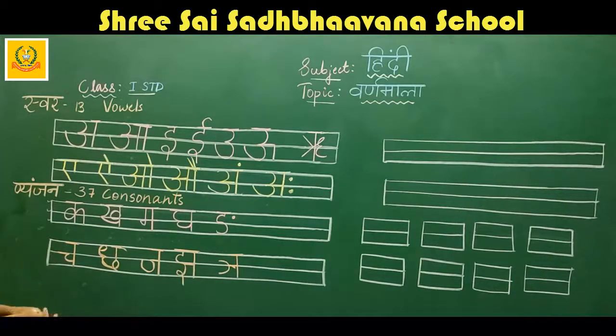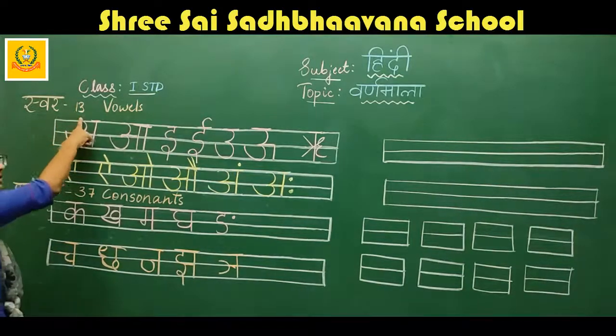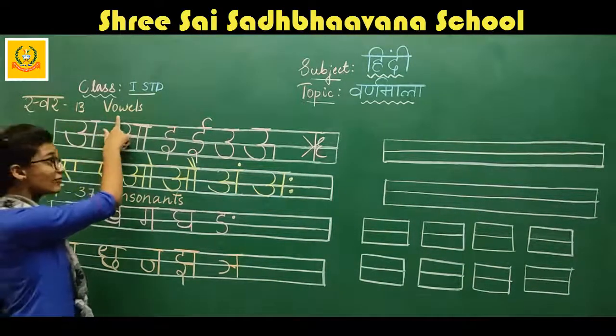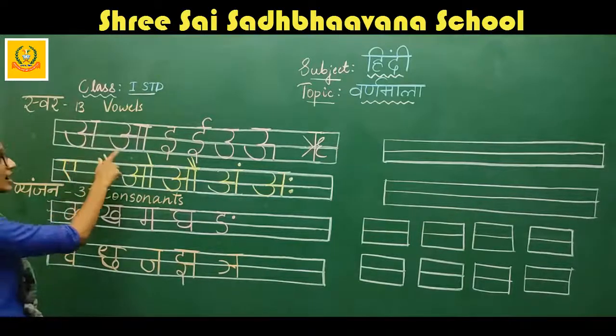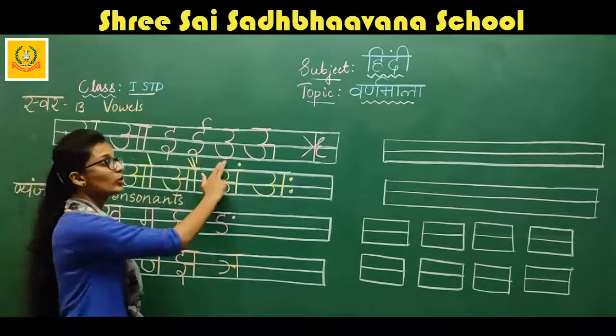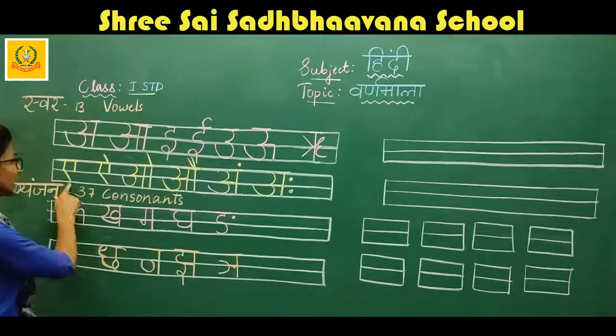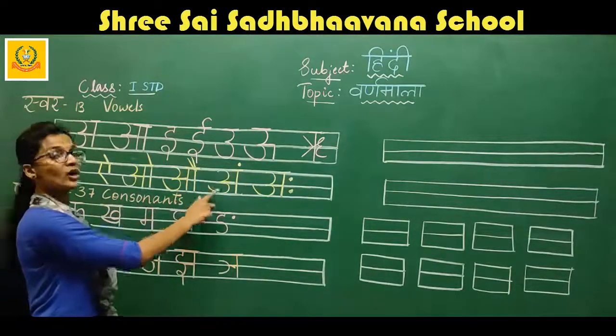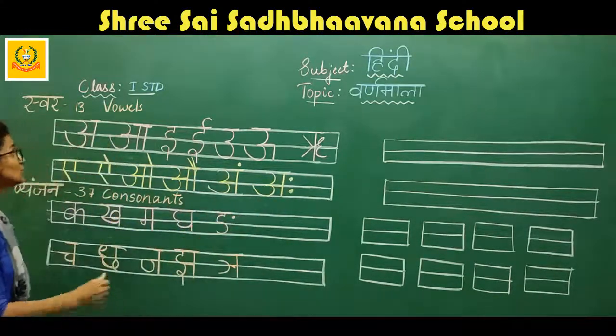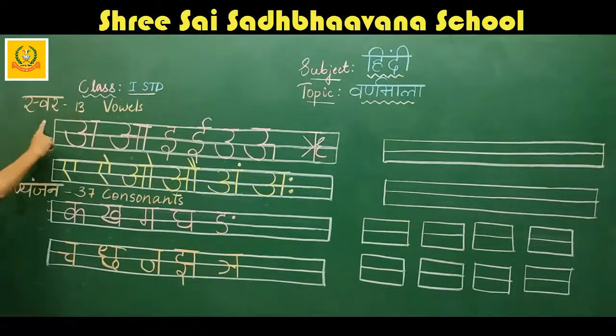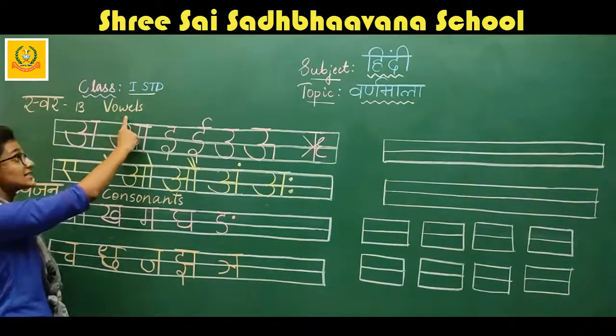So what did we learn? In the first class, we learned what is swar. They are 13 in number and they are also known as vowels. They are a, I, u, ru, a, I, o, au, aha. So these are called swar. They are 13 in number and they are also known as vowels.